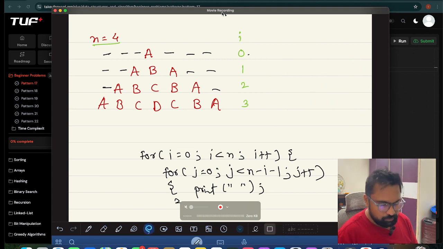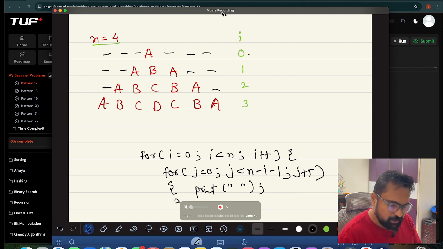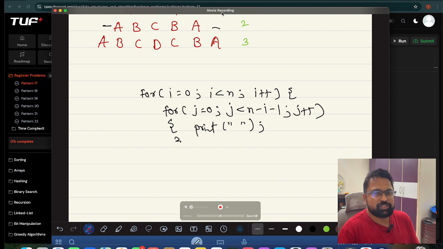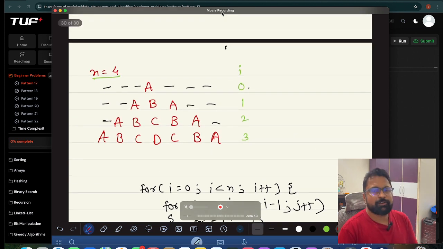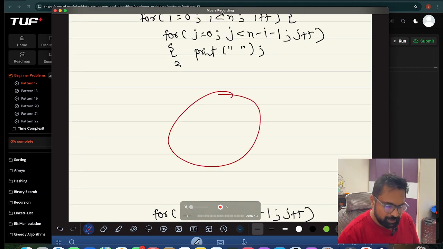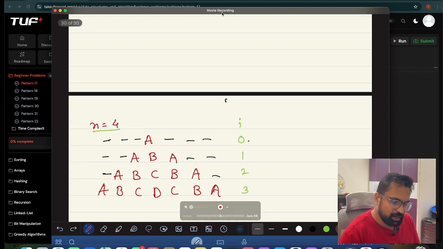Now we have i and n, and we want to print these characters. Let's try to understand the count, because a for loop stands for the number of times you want to iterate through the loop and print something. The printing logic is different here, so we will first identify how many times the inner loop will run.